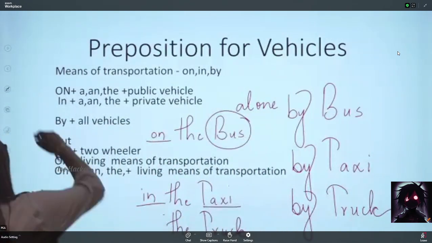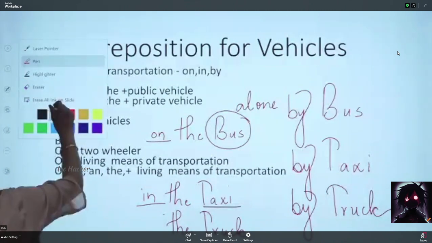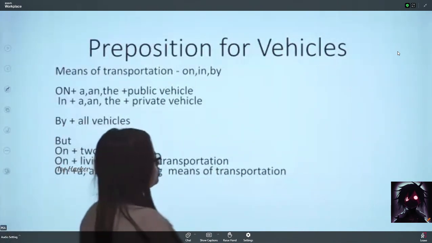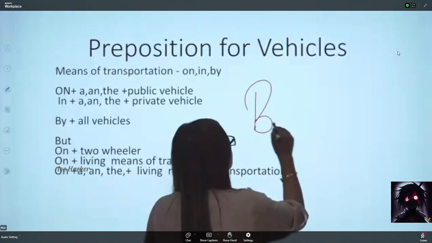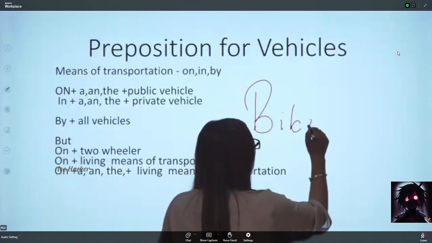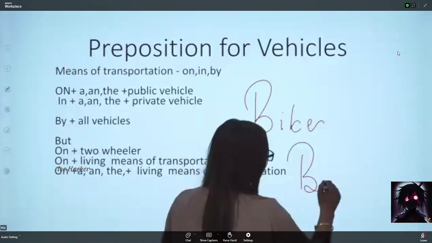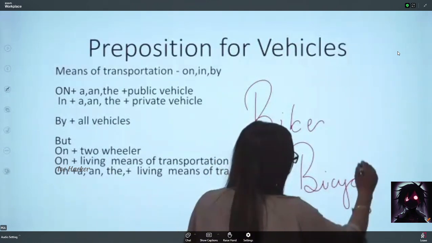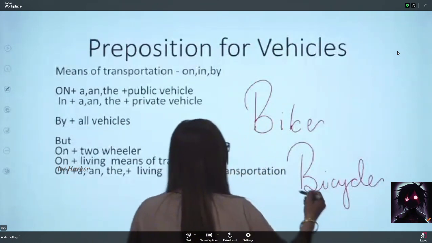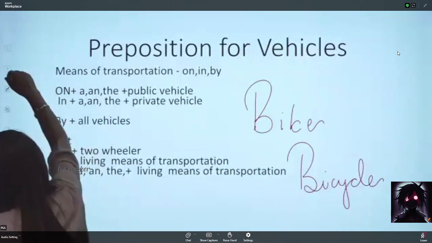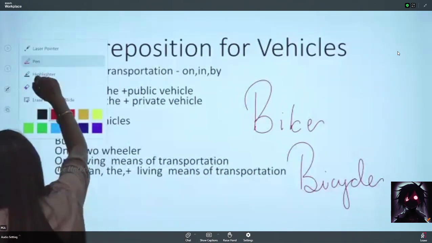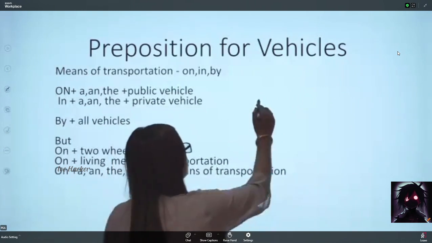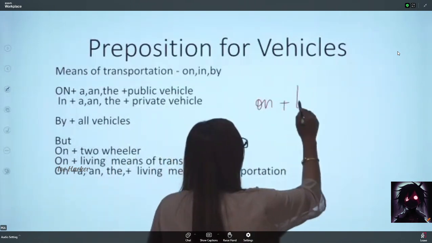And what about two-wheelers? Let me show you. Bike is a two-wheeler. Bicycle, two-wheeler. So for two-wheelers, you have to keep on. On plus two-wheeler.